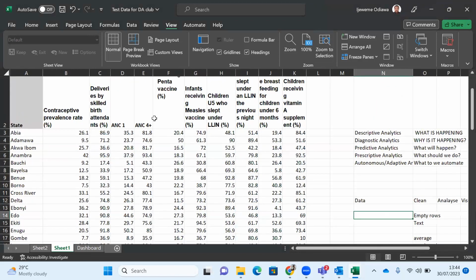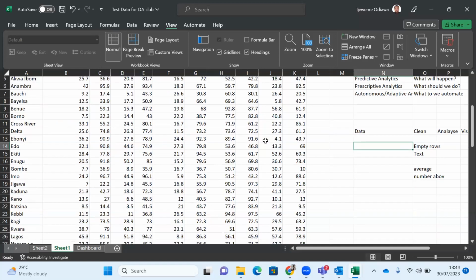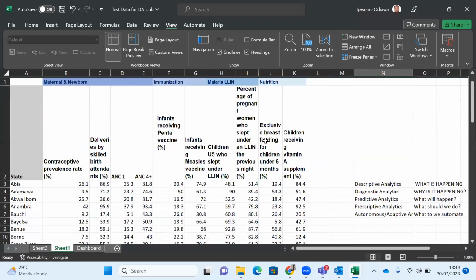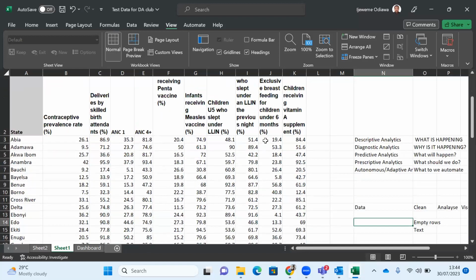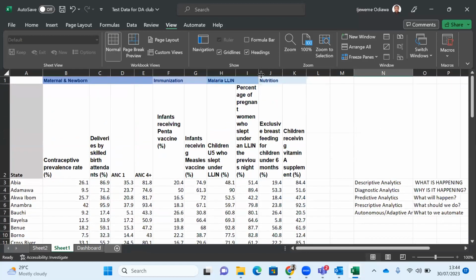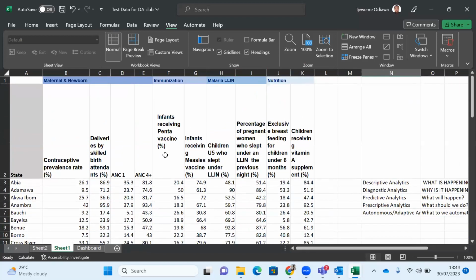So we have all the states in the country, and mind you, these are actual data that was conducted by a world-renowned survey in 2021. So whatever result you see, if you see your states doing badly, just take it like that, right? Don't fight the messenger, right?